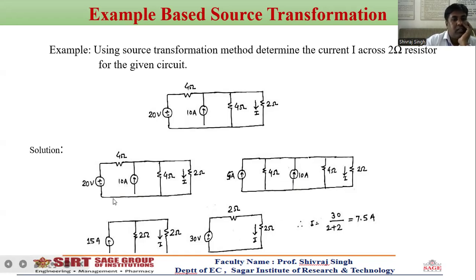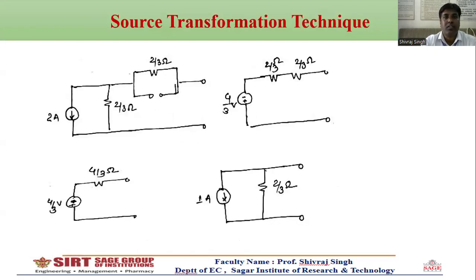Now again the circuit is simplified, since the current source is parallel to a resistance. This current source is replaced by a voltage source. So 15 into 2 equals 30 volt, with the 2 ohm connected in series, and this other 2 ohm also connected. By KVL, or directly, we find the current I equal to V upon total resistance, that means 30 upon 2 plus 2 equal to 7.5 ampere. These are some examples.